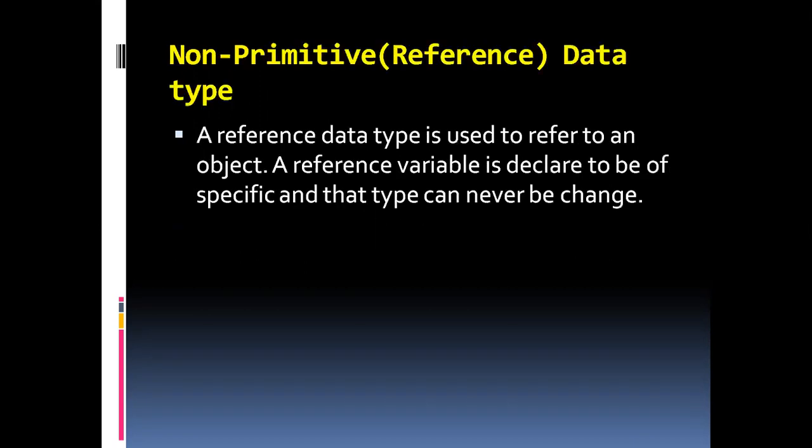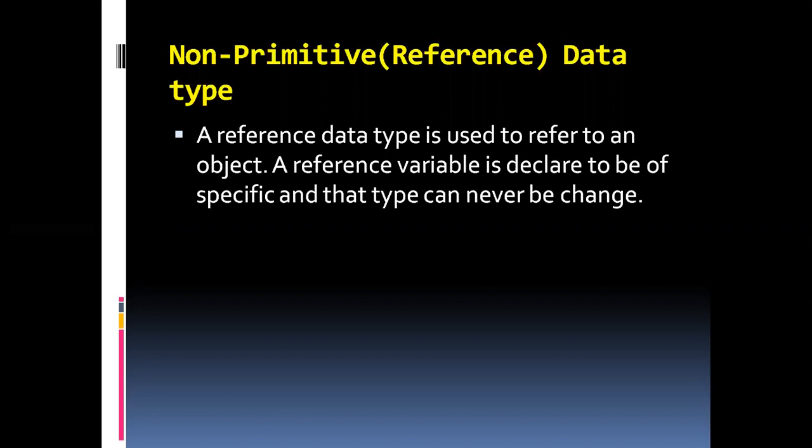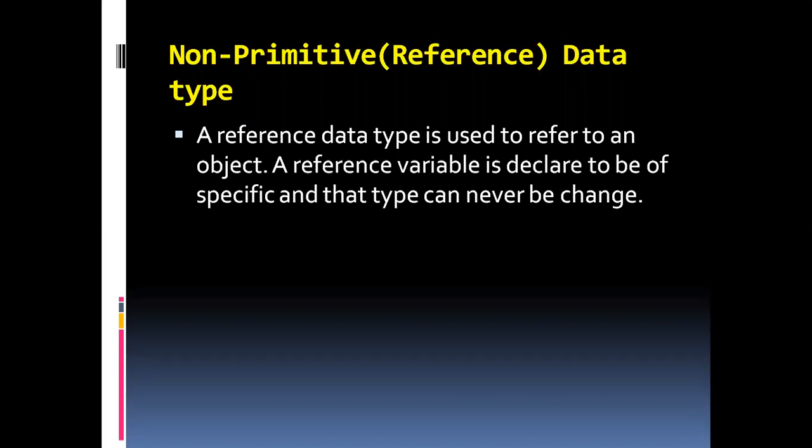And the second thing, non-primitive data types. What is meant by non-primitive data types? What is the purpose of non-primitive data types? Why do we go to non-primitive data types? A reference data type can be used to refer to an object. Reference variables can be declared to be specific, and that can never be changed. Why? Because whenever we declare an object of my particular class, it will create a reference. That reference data type can be considered a non-primitive data type.